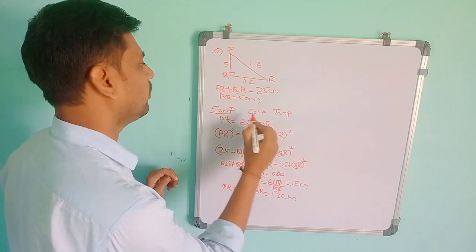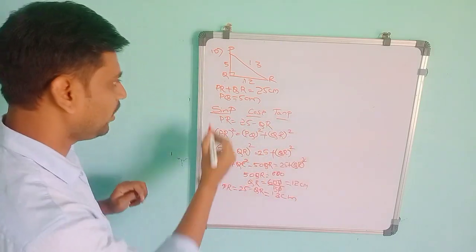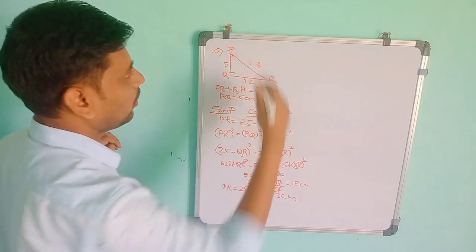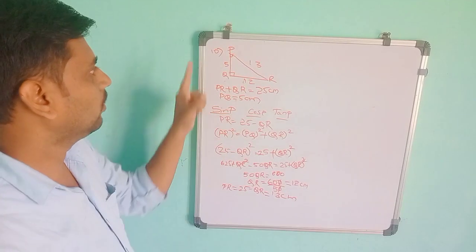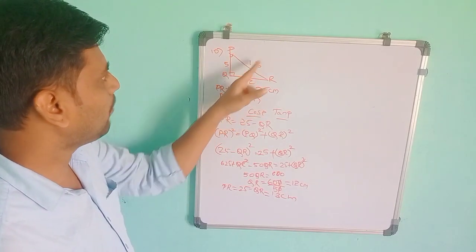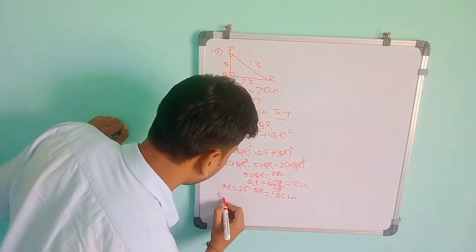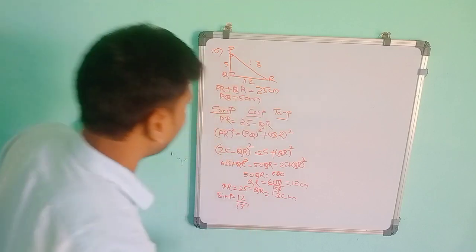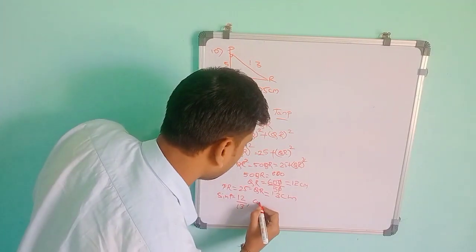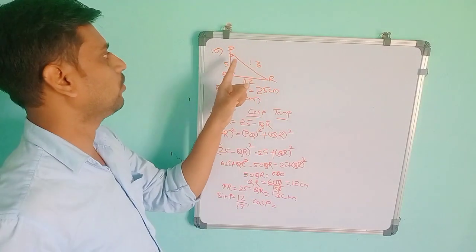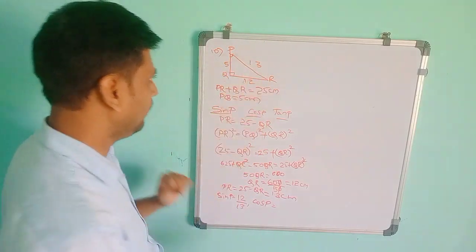Then we can calculate the sine, cos and tan. So sine P value, P is here. As you know, the formula for sine P is opposite by hypotenuse. So 12 by 13. So sine P is equal to 12 by 13. Then cos P. So you should know the angle where it is. So for P, adjacent by hypotenuse, 5 by 13.